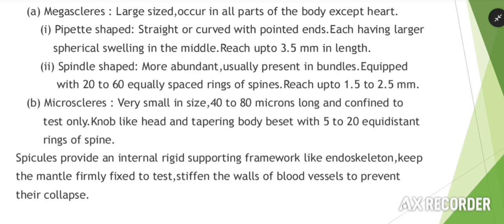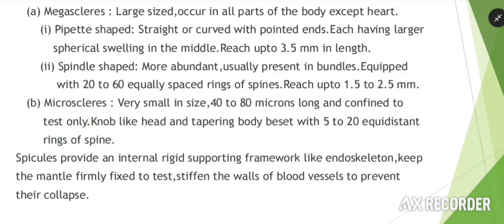Spindle shaped are more abundant, usually present in bundles equipped with 20 to 60 equally spaced rings of spines, reaching up to 1.5 to 2.5 millimeter. And next are microscleres, which are very small in size, 40 to 80 microns long, and confined to test only. These microscleres are only present in test.